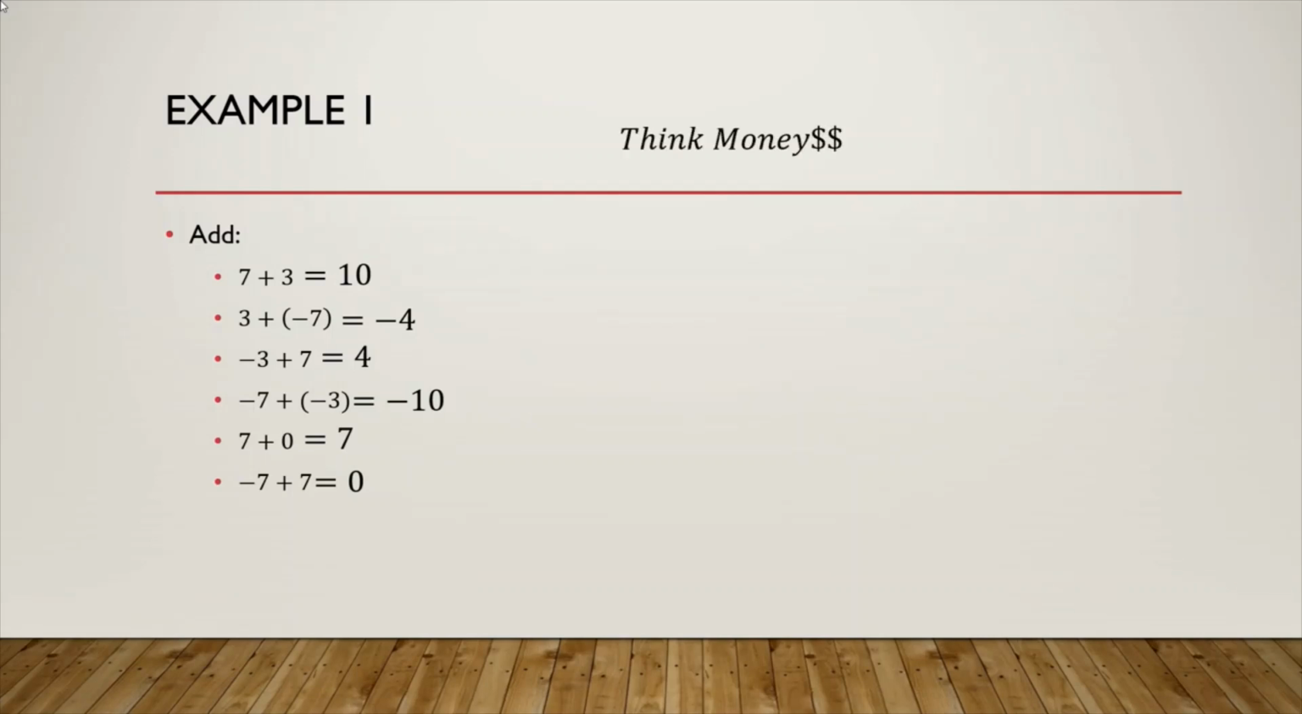Now when you're doing addition and subtraction, you can also think money. So if you start off with $7, you gain $3. You have more money now, so you have $10. If I look at 3 plus negative 7, you have $3. You lose $7. You're now in debt $4. Start off with a bank account with negative 3. You gain 7. So now you're in the positive. You have 4.